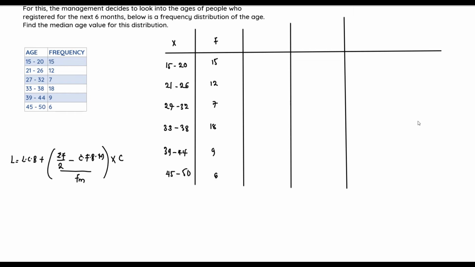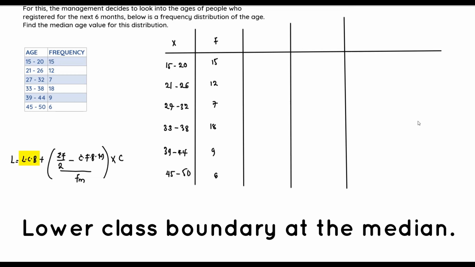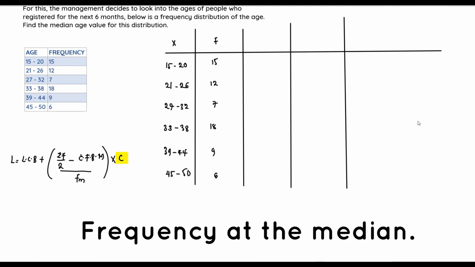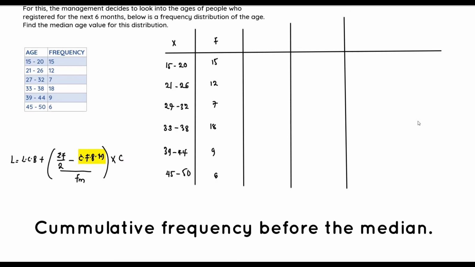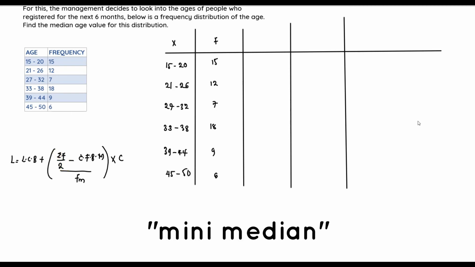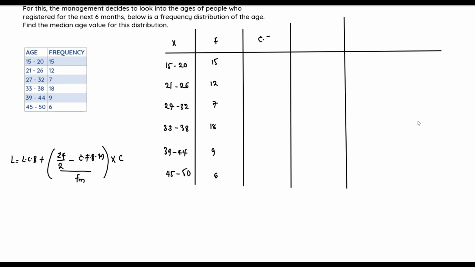So we can notice that we have a few new details right here. The LCB represents the lower class boundary at the median, the FM represents the frequency at the median, the C represents the class interval, the CFBM represents the cumulative frequency before the median, and the summation F divided by 2 represents the mini median. That is the first step we are going to work with. So we have to get the class boundaries, and we have to work on the cumulative frequency. So I'm going to call this the cumulative frequency, and then I'm going to call this the class boundaries.